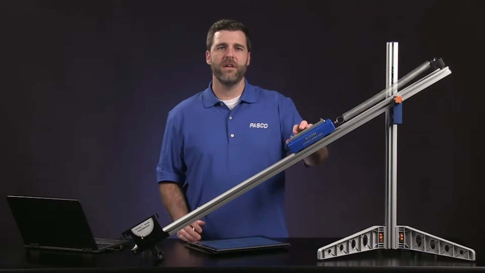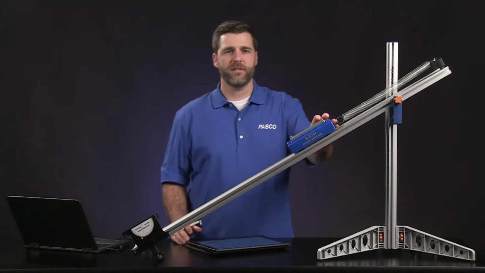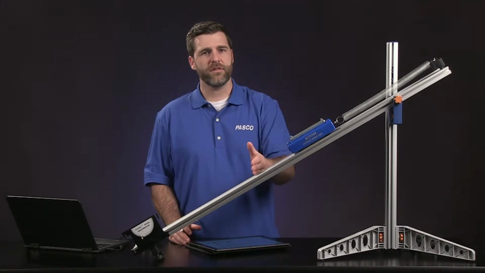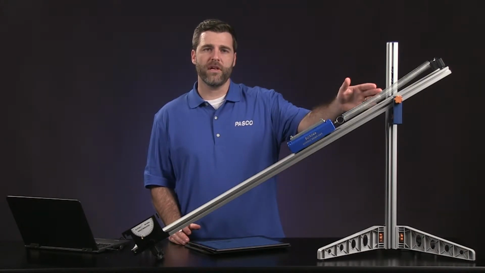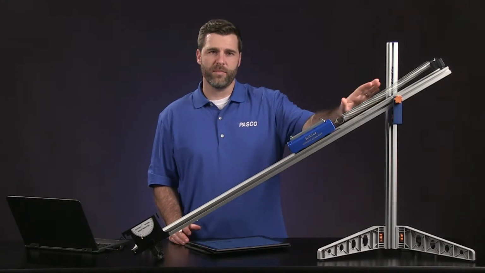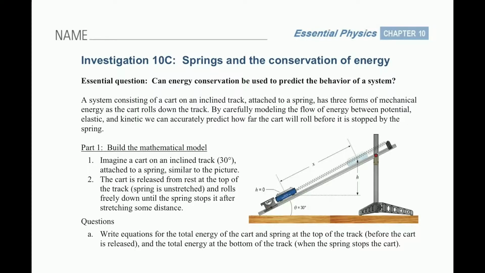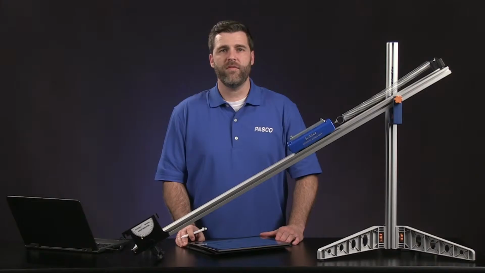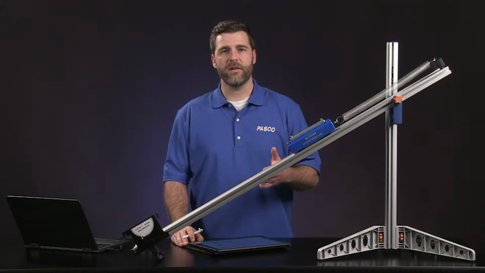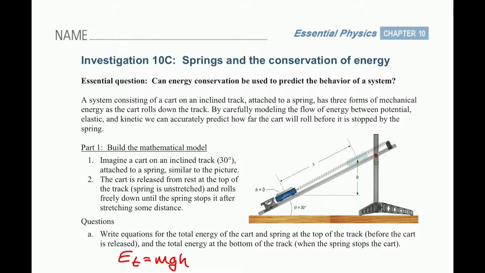In part 1, students derive an expression that predicts the maximum distance the cart rolls down the track after being released from rest at the top. Top is where the spring is unstretched. At the top, the system has only gravitational potential energy. If we assume that height is 0 at the bottom, the system has only spring potential energy at the bottom.